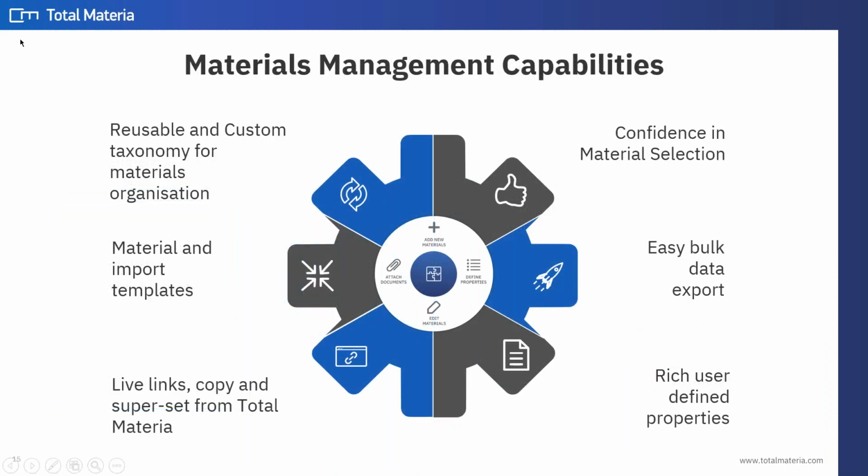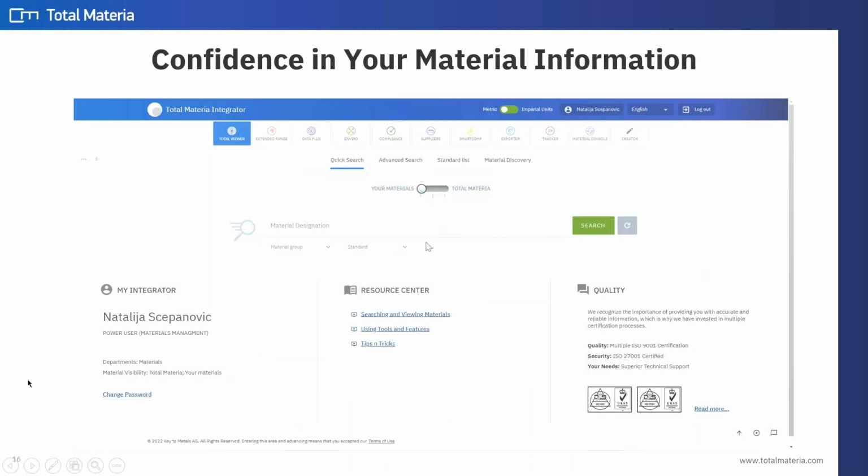Total Materia materials management capabilities: reusable and custom taxonomy for material organization, material import templates, live links, copy and superset from Total Materia will help give you confidence in material selection. So it will improve your product quality definitely. Easy bulk data export, a lot of different options, rich user defined properties. All you need is to contact us and let us introduce Integrator and how easily you can create your own internal database. It's secure, it's all yours.